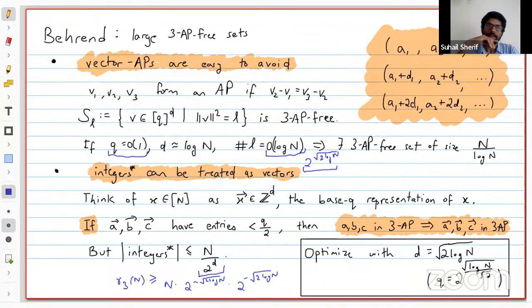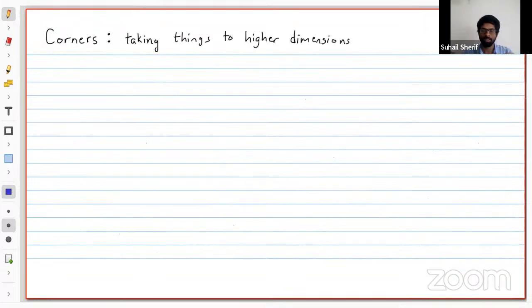Okay, so now we're going to see corners for the first time. We're done with our background on arithmetic progressions. They'll be important later on, but let's move on to corners. And here we're asking the same question, but now in higher dimensions.